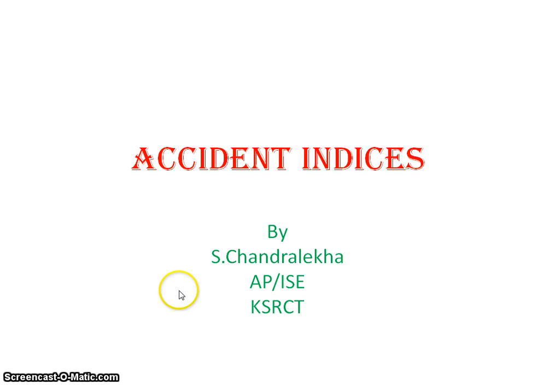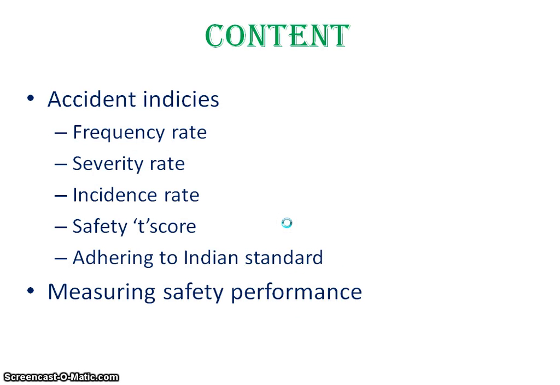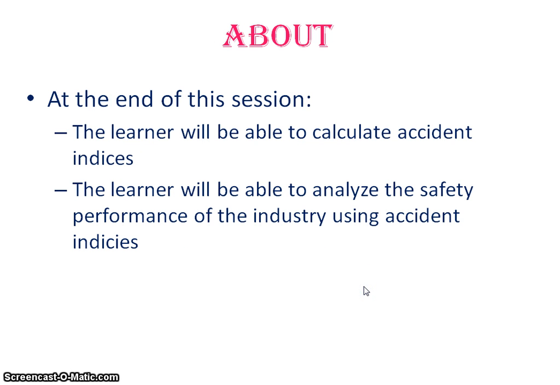I'm going to handle accident indices. So the content is accident indices. You have in the content frequency rate, severity rate, incidence rate, and safety T-score, and these indices adhere to the Indian standard. And you may ask for what reason we are calculating these accident indices. Accident indices are used to measure the safety performance of an industry. So these can be used while awarding a safety award for a particular industry.